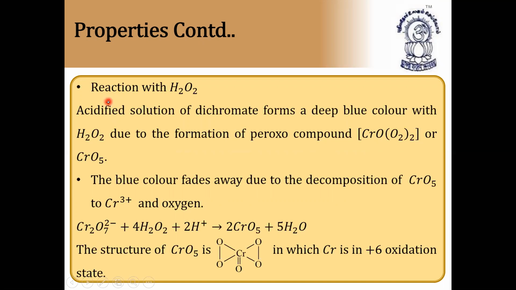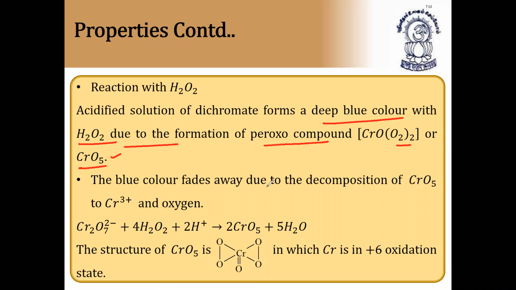Now, potassium dichromate on reaction with hydrogen peroxide. An acidified solution of dichromate ions forms a deep blue color. These tests are very, very important. It forms a deep blue color with hydrogen peroxide due to the formation of a peroxo compound, that is CrO2 taken twice, a complex compound, or simply CrO5, chromium pentoxide.